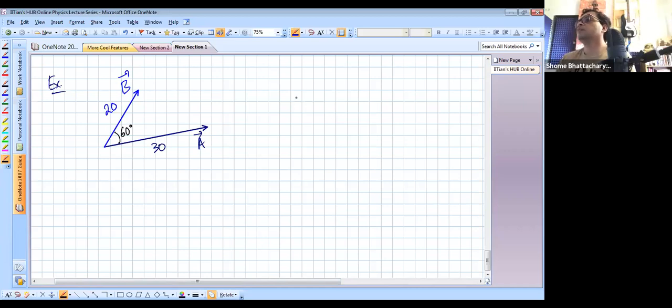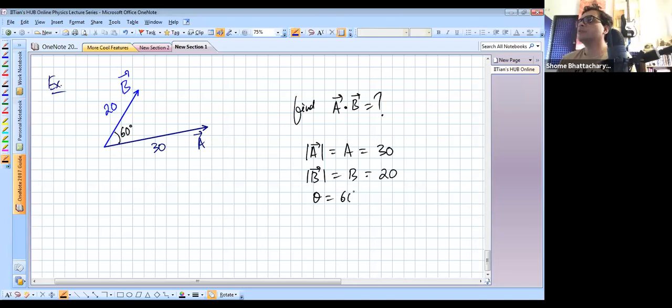60 degrees, suppose. And we want to find out A dot B, how much that is. Okay, so we can see that it's very simple here. Magnitude of A is nothing but 30, whatever unit that is. We'll come to the units later. Magnitude of B is in whatever units it is 20, and the angle between them, according to my diagram, is 60 degrees.